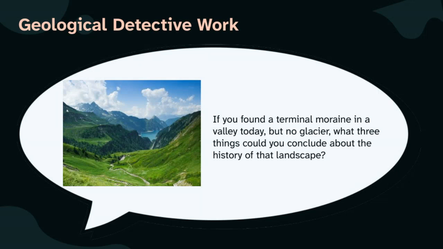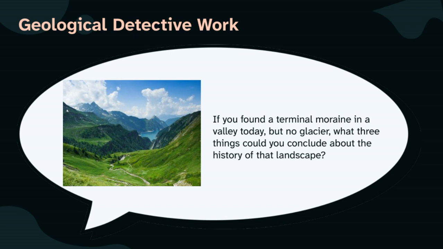Now let's apply what we have learned. The question is, if you found a terminal moraine in a valley today, but no glacier, what 3 things could you conclude about the history of that landscape? Think carefully. A terminal moraine is a ridge of till marking the furthest point reached by a glacier. So what does that tell us?